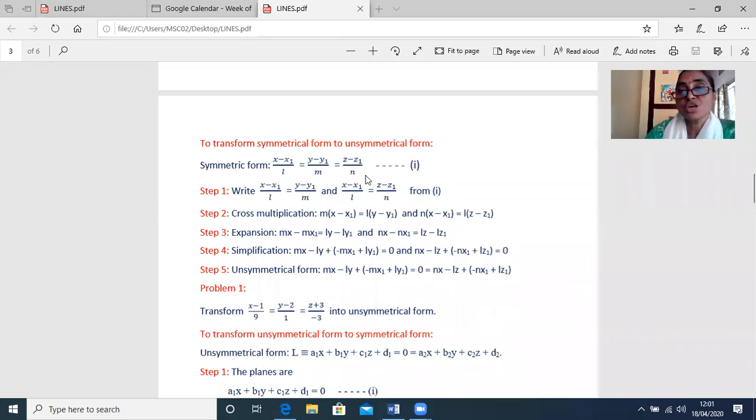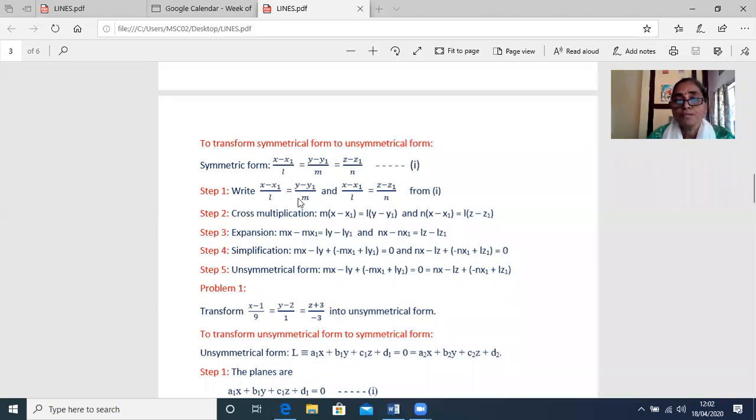Symmetric form you have seen, no, this is the equation of the line passing through the point x1, y1, z1 and having DCs L, M, N. Now, this has to be changed to the unsymmetrical form. Unsymmetrical form means intersection of two planes. Now, what you have to do is, girls, you equate the first two fractions and then equate the first and third one. Step one is write (x minus x1) by L is equal to the second one, (y minus y1) by M. And the second one is you equate again the first with the third one.